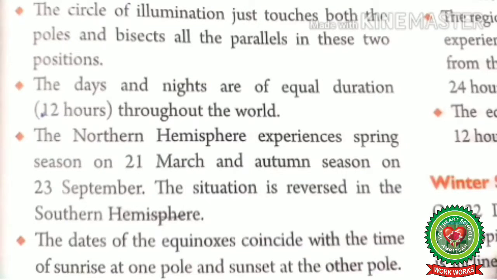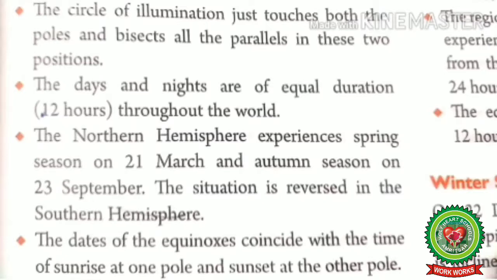The circle of illumination just touches both the poles and bisect all the parallel into two positions. Means divide them into two positions. As you have seen in the image, it is dividing the earth into two equal halves. The days and nights are of equal duration, that is of 12 hours throughout the world. The northern hemisphere experiences spring season on 21st of March and autumn season on 23rd of September. The situation is reversed in the southern hemisphere, as I have already told you.